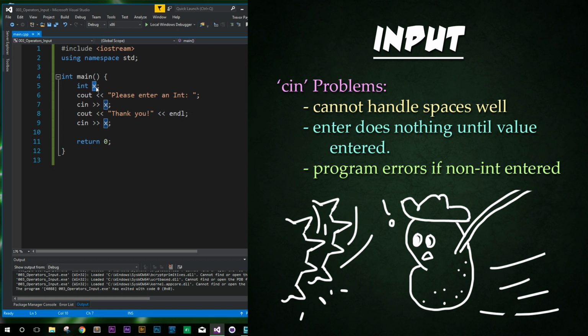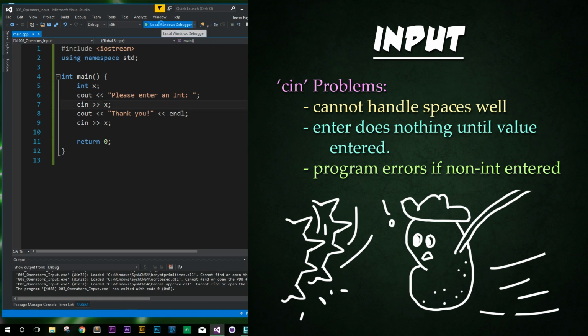So we have x to store our variable, and we have cin to pass in the user's input and store it in x, which is very cool. There are a few problems, however. Firstly, it cannot handle spaces very well. Second, enter does nothing. It merely steps us down the window. Next, it errors out if an int is not entered. So let's walk through some of these problems.